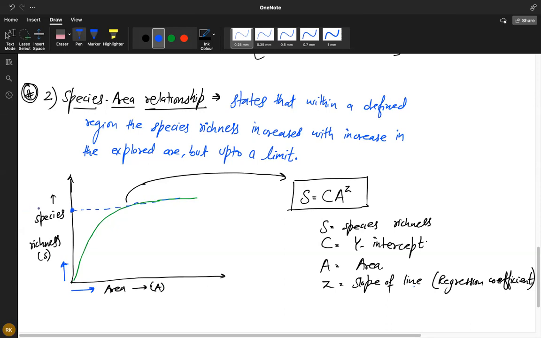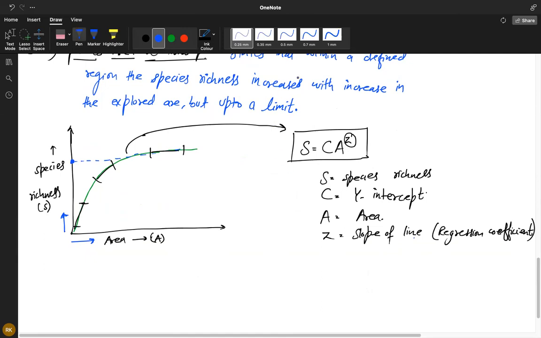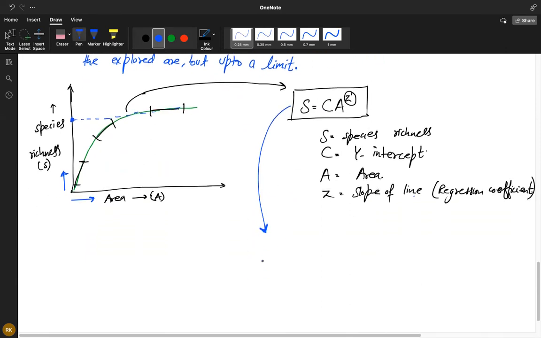But here the problem is that this graph behaves differently in this segment, differently in this segment, and differently in this segment. The slope is different, right? So this z changes here, it's different here, it's different here, correct? So what we do to this kind of equation is linearize the equation. In mathematics, have you heard of linearizing the equation?